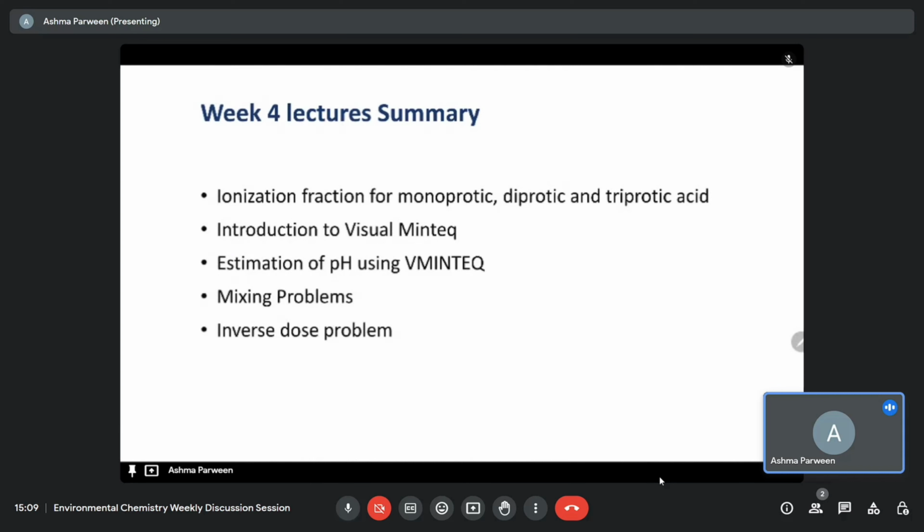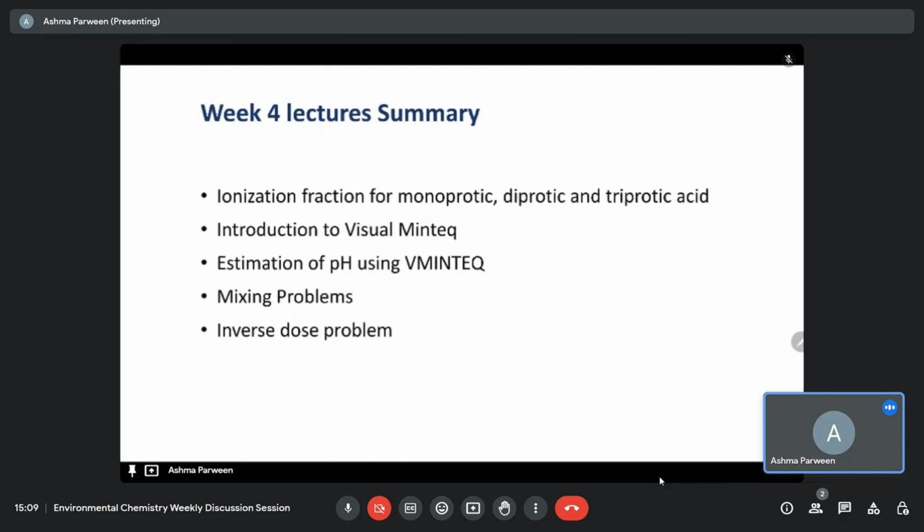The first lecture was on ionization fraction for monoprotic, diprotic and triprotic acid. If there is a strong acid, then it will completely deprotonate into the cation, that is H plus, and the anion. But if there is some weak acid, then it will partially dissociate. Some fraction will be the deprotonated form and some will be the protonated form. So formulas were discussed to find the ionization fraction, and the ionization fraction depends upon the pK values of the acid and the H plus concentration.